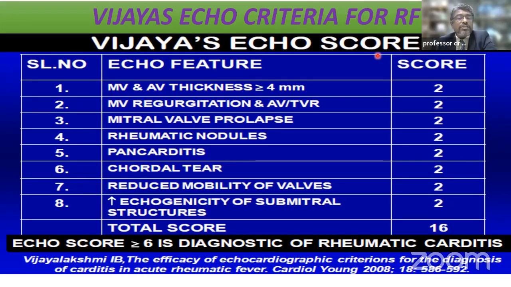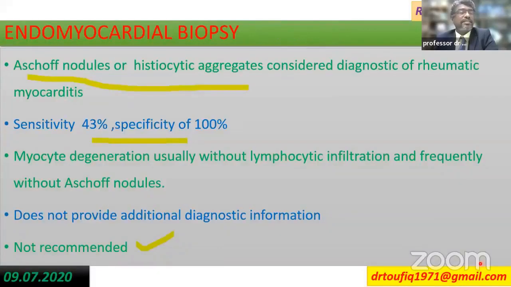Usually we use these diagnostic criteria for rheumatic heart disease involvement, the chronic rheumatic heart disease. If there is mitral valve and aortic valve thickness more than 4 millimeter, mitral valve regurgitation or aortic valve regurgitation, mitral valve prolapse, rheumatic nodules, pericarditis, chordal tear, reduced mobility of the valves, or increased echogenicity of the submitral structures. The total scoring is 8 into 2, that is 16. If the echo score is more than 6, that is diagnostic of rheumatic carditis. We can confirm the patient has rheumatic carditis.